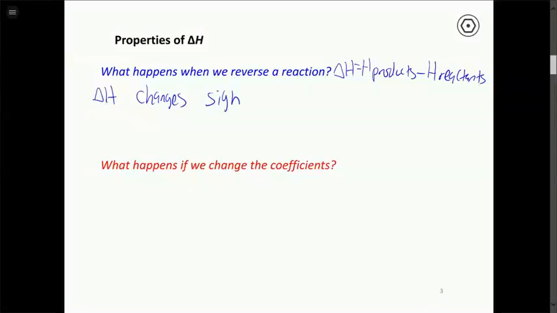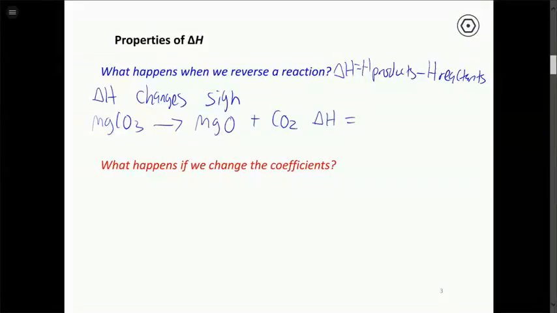So let's consider just another example of a reaction. Let's say we take magnesium carbonate, and if we heat this up, it will decompose to make magnesium oxide and carbon dioxide. This is an endothermic reaction.